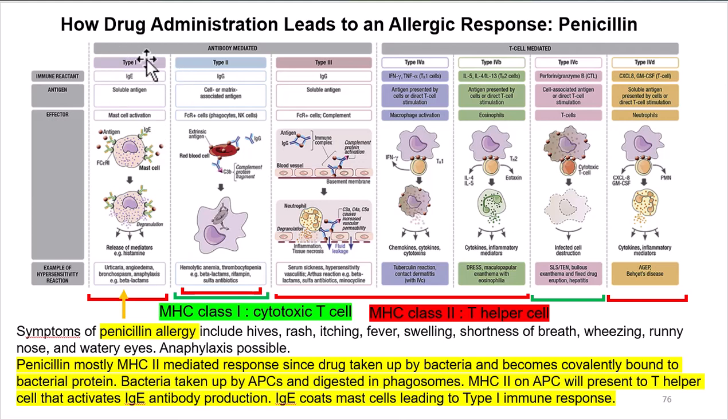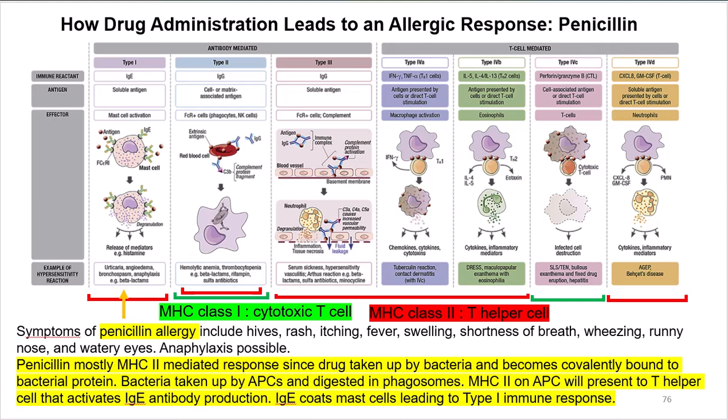type 1 reactions are going to be all MHC2 mediated. They're going to involve the making of IgE antibodies, and they're going to be coating the mast cells. So these types of type 1s are going to be particularly suited for any allergens coming from outside of our cells. And so that's going to mean that they're going to come from drugs.